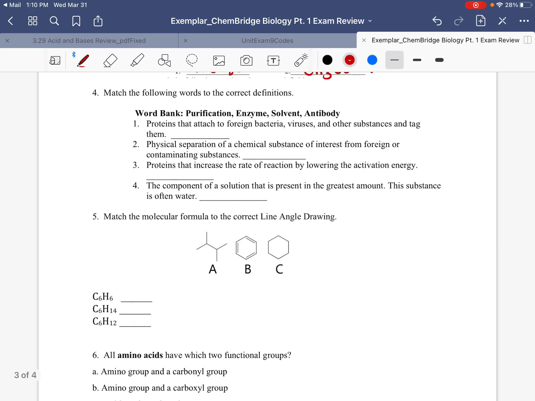So match the following words to the definitions. Proteins that attach to foreign bacteria and tag them. So we know this would be antibodies. A physical separation of contaminating substance. So for this one, you can just connect it and think about purifying water. So this is purification.